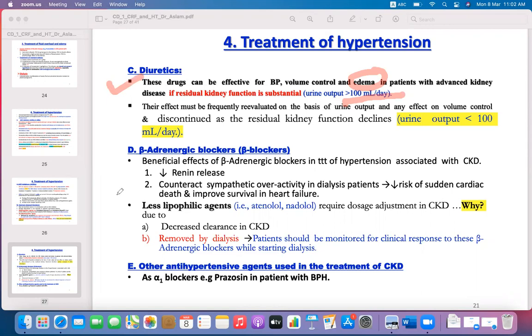Beta adrenergic blockers, beta blockers in the treatment of hypertension. Beneficial effect of beta adrenergic blockers in the treatment of hypertension associated with chronic kidney disease, because they reduce renin release. And if the renin release is reduced, the angiotensin 2 formation will be inhibited. They counteract sympathetic overactivity in dialysis patients, and that's why decrease the risk of sudden cardiac death and improve the survival in heart failure.